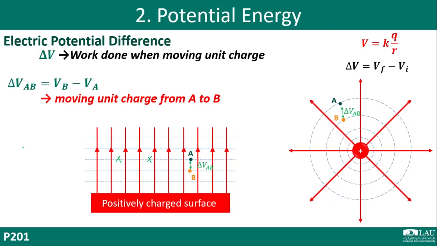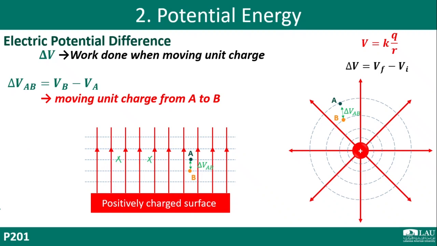In this case, delta V is 0. So another property of equipotential lines: 2 points or particles at the same equipotential line have the same potential, or the potential difference of these 2 points is 0. So here you have two different representations.